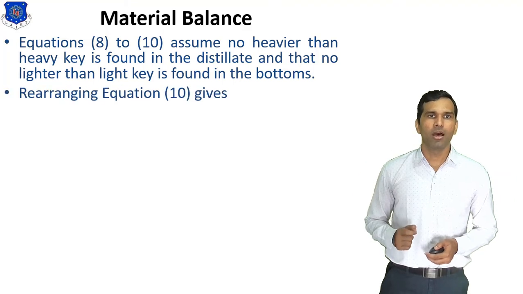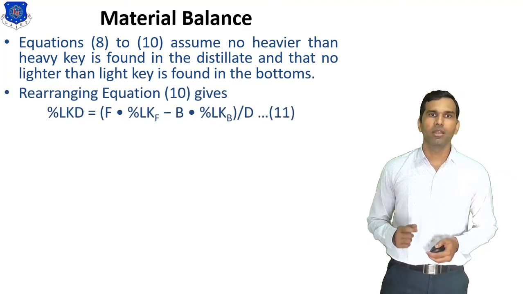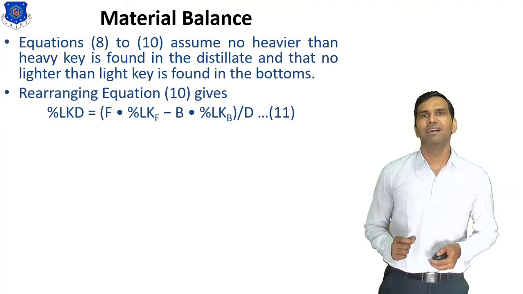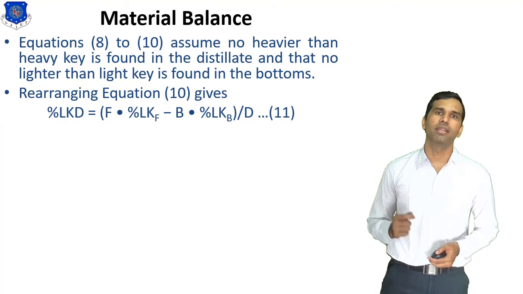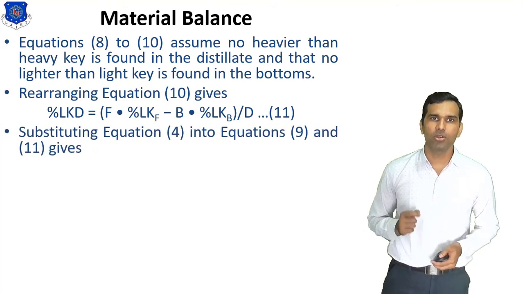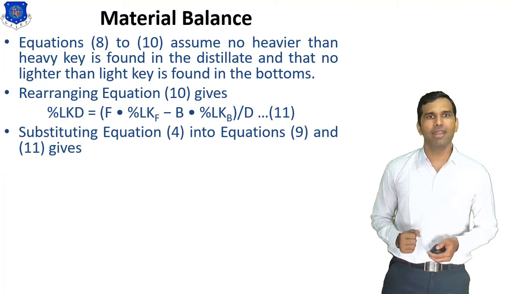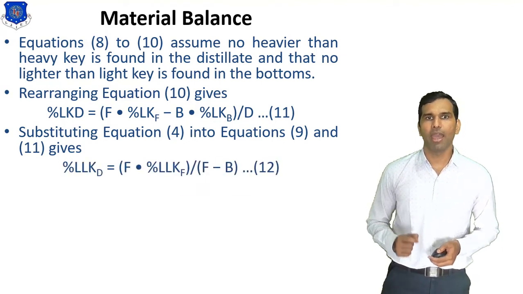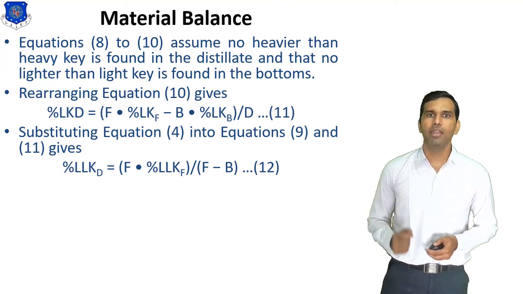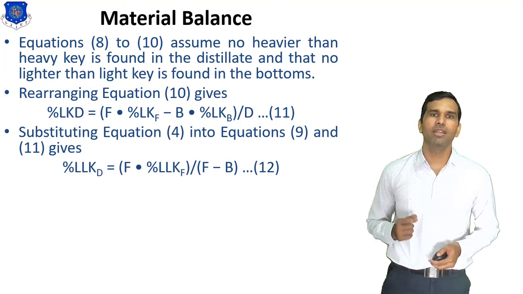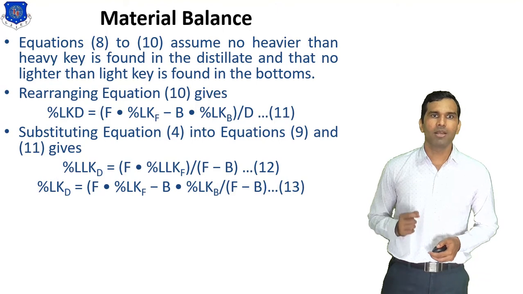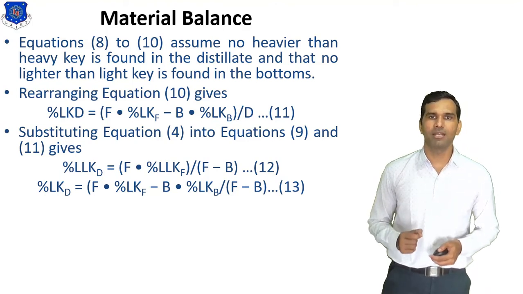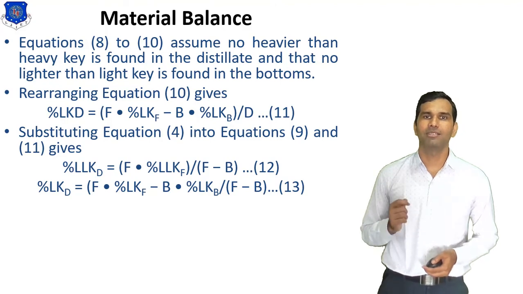Rearranging equation number 10 gives %LKD is equal to F times %LKF minus B times %LKB, divided by D. And substituting equation number 4 into equations 9 and 11 gives %LLKD is equal to F times %LLKF divided by F minus B. So instead of D, we write F minus B. %LKD is equal to F times %LKF minus B times %LKB, upon F minus B.